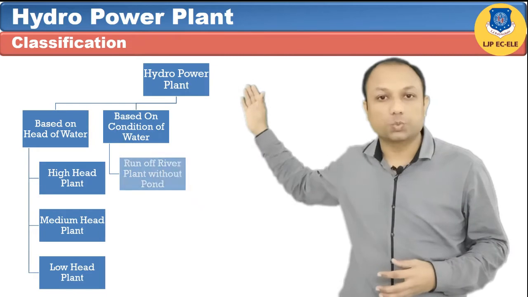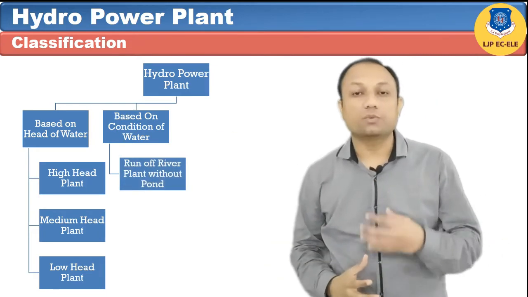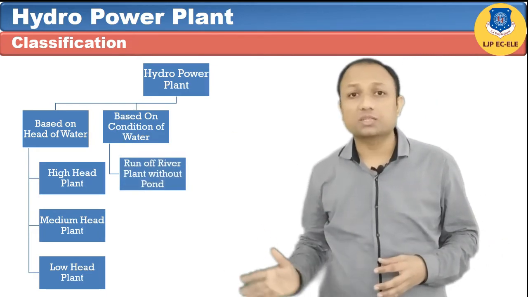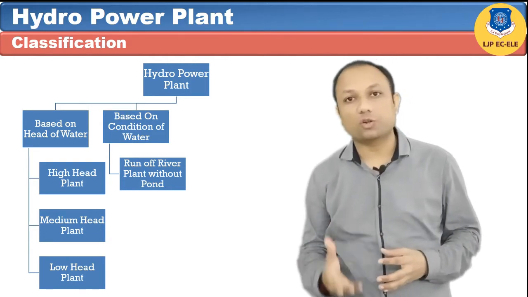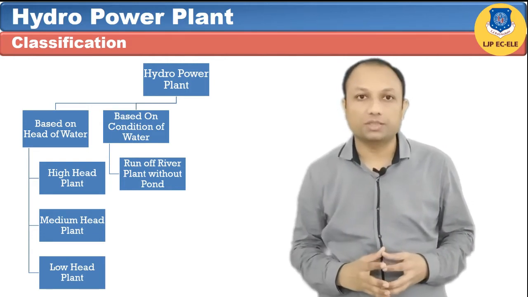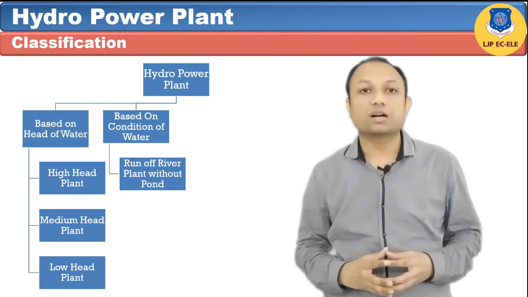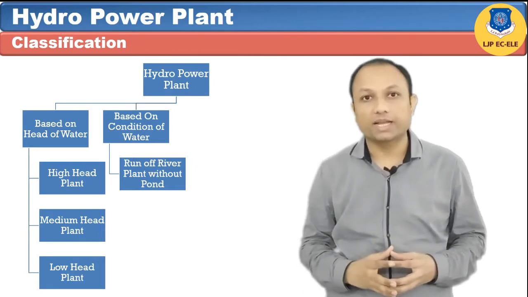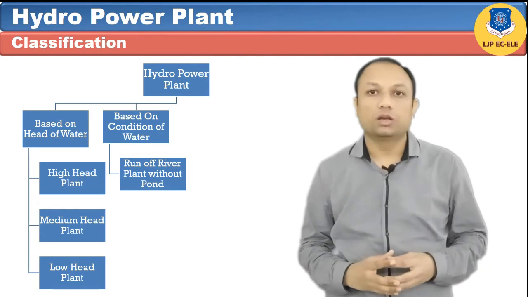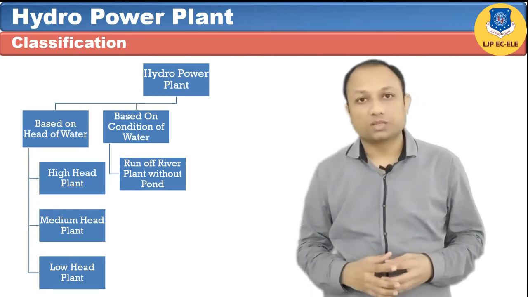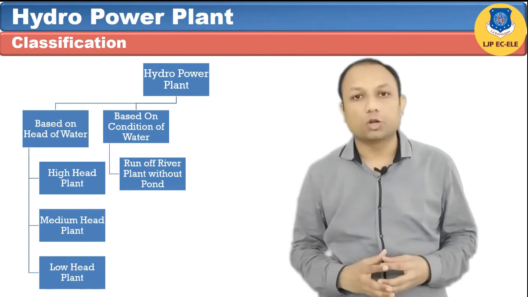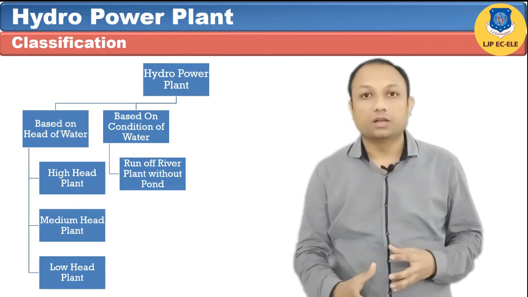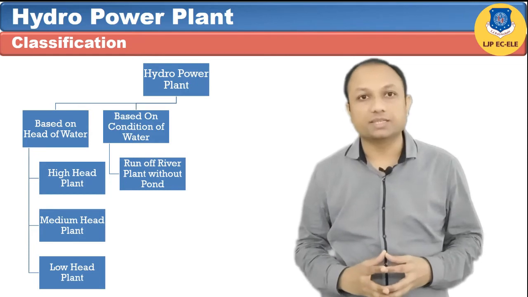In that first one, runoff river plant without pond. So in this type of hydropower plant, the available water from the river or lake is not stored in the pond. Whenever the water is available from the river or lake, it is directly used to run the water turbine. The capacity of such plant depends upon the rate of flow of water. Such type of plant may run during the rainy season.